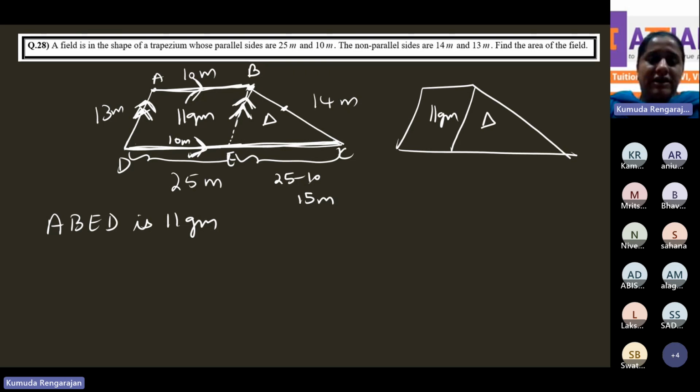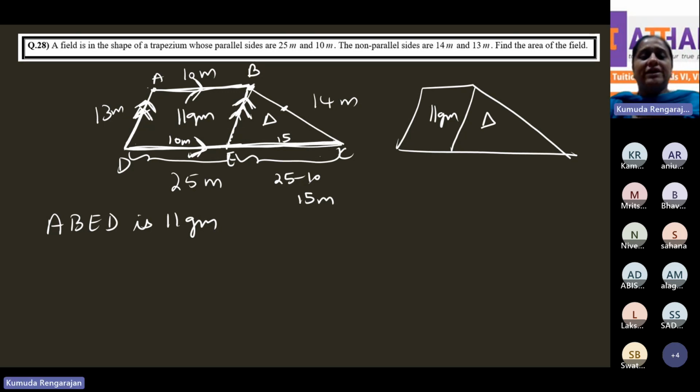So the construction, I'm saying it again: draw BE parallel to AD. So ABED is a parallelogram because both pairs of opposite sides are parallel. Then use the properties of a parallelogram, opposite sides are equal. So AB is 10, so DE is also 10. Then what is the remaining part? 25 minus 10, because the full thing is 25. This will be 15. This is step two.